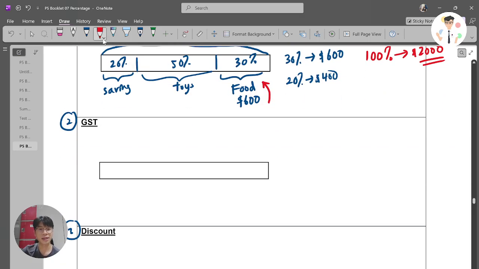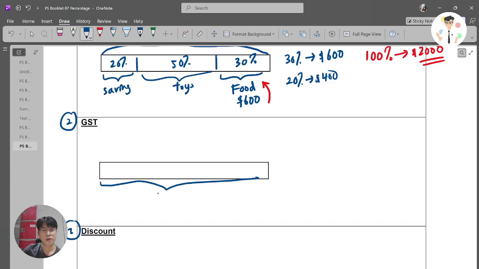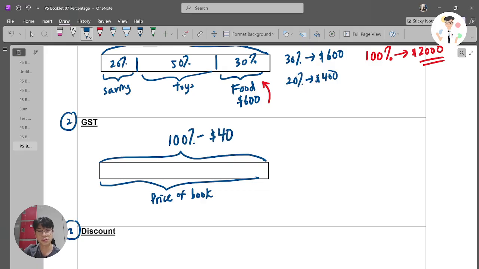Second, GST. Again, as I've shared with you, for example, this bar model is the price for an item, for example, a book, okay? Then I tell you, this is actually 100% because that is the price before. And I tell you it's actually $40. This is the price of the book. It's actually before GST. Okay? Again, before GST is $40.